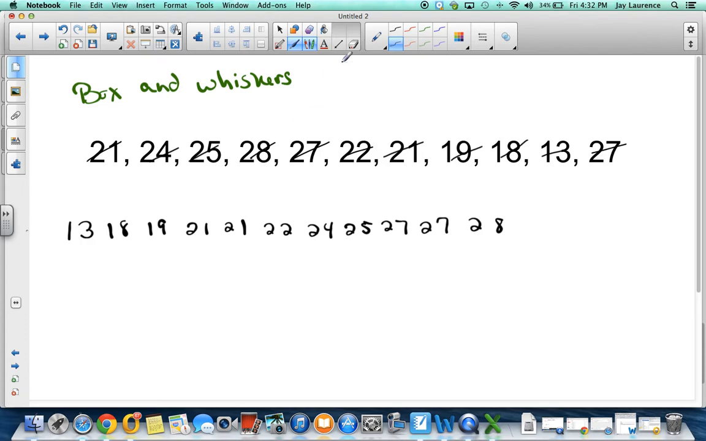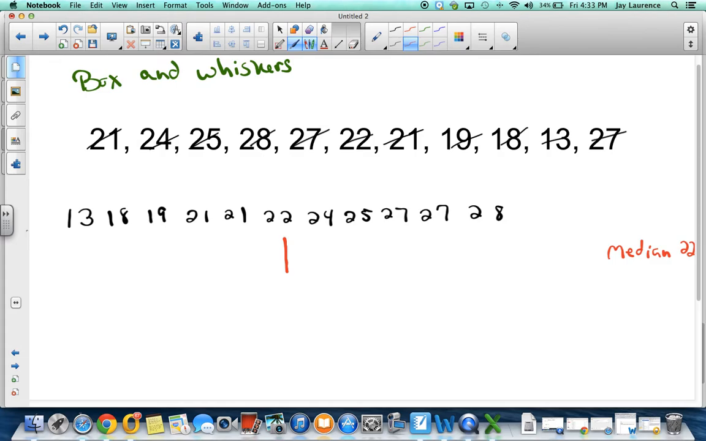Now, to make my box and whisker plot, this is simple. First thing I'm going to do is find the median of this data. I'm going to cut the data in half. So I've got 1, 2, 3, 4, 5, 6, 7, 8, 9, 10, 11. So the middle number is going to be the sixth number. 1, 2, 3, 4, 5, 6. So my middle number, my median here, is 22. I didn't have to average because it's sitting right there at 22.